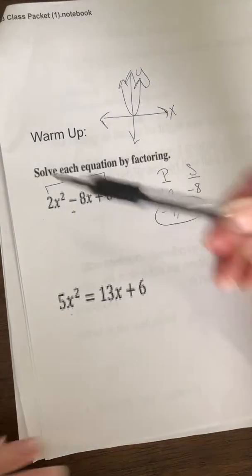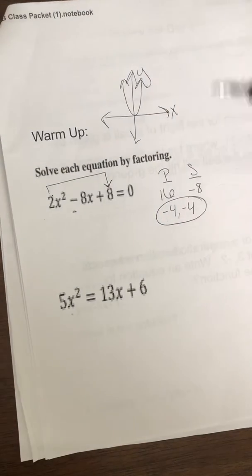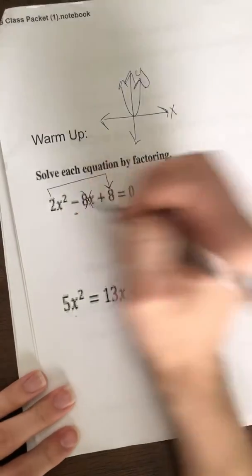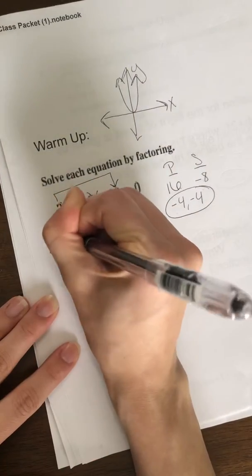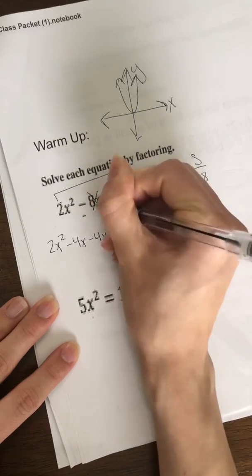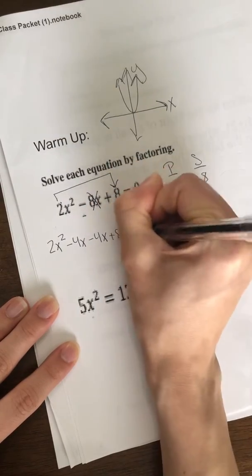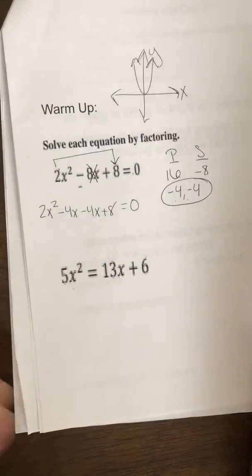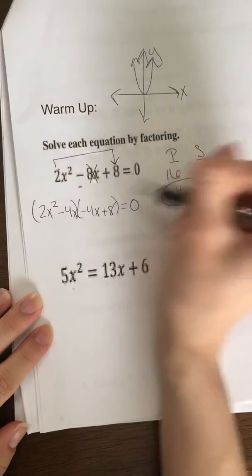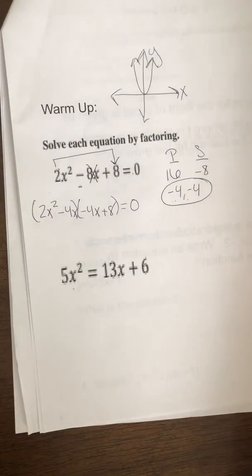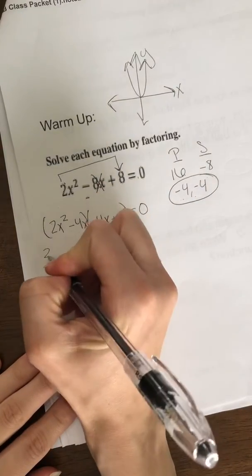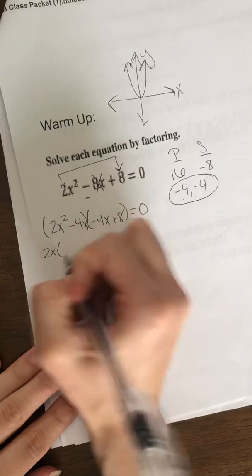Now I can't do the shortcut because the first number is not 1. So I'm going to have to go through the long process of factoring, which means I'm going to replace the middle number with these two. So I have 2x squared, now I have -4x, -4x instead of that middle term, plus 8, and it still equals 0. So now I'm going to group them and do the greatest common factor of each group. So the biggest number that can go in the 2 and 4 is 2. They both have an x, so I bring down the smaller one.